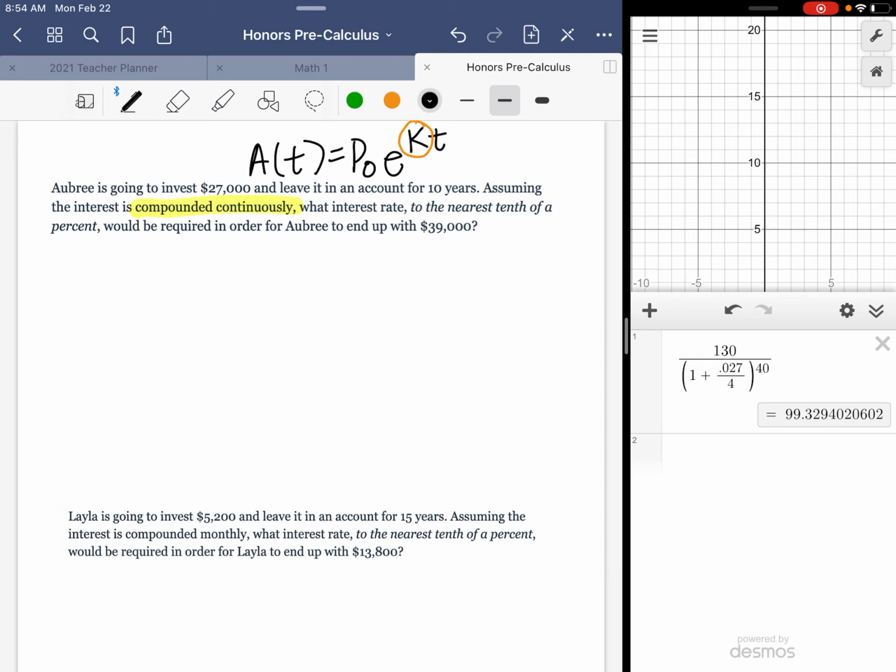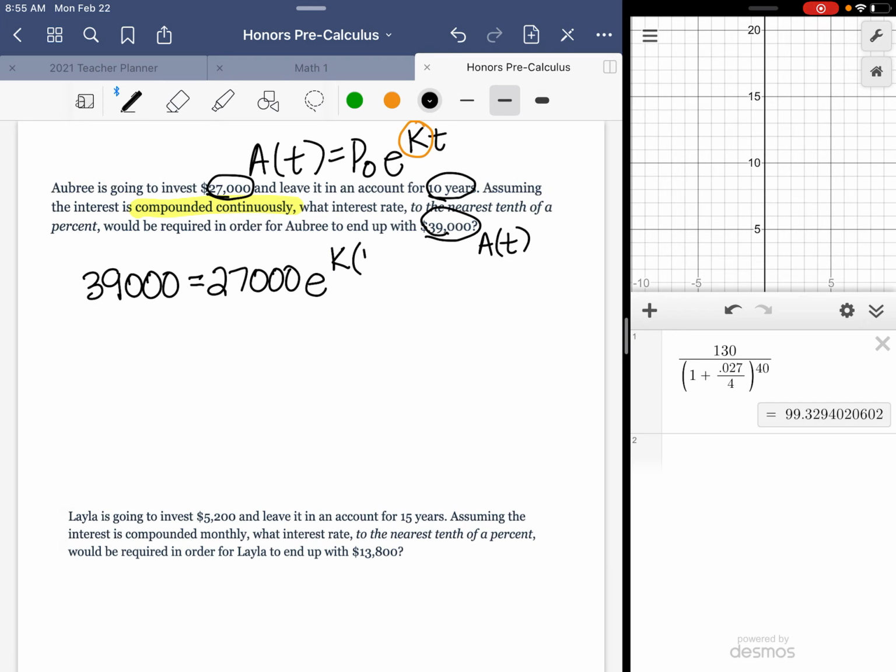Now, it said what interest rate do we need if we would end up with $39,000? So we know right here that we have A of t, and we know we have a time of 10 years, and we know where we started. So if I plug all this in, I have 27,000 equals my initial value, and actually I put that in the wrong spot. Let me make that correction. We have 39,000 that we grew to, and we started with 27,000. So we have e raised to k, and my time is 10 years. So we're having to solve for k here.